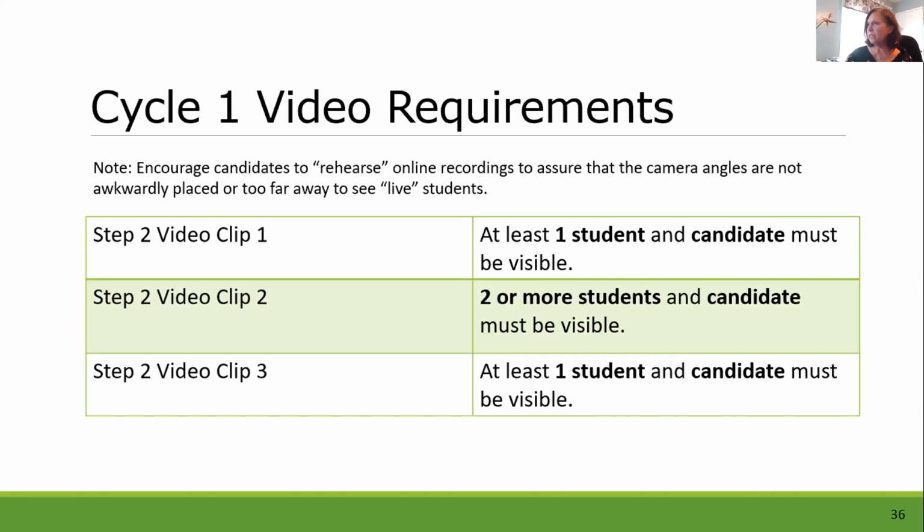We do not have to see their faces. You will not see the word face in any of the video descriptions, but we do need to see synchronous instruction between the candidate and the students. We also don't need to see the candidate's face. Now, is it more helpful to see faces when we're looking at instruction? Yes, it is, because we can watch those expressions. But if we have not asked for that, we must see the synchronous interaction between the candidate and the one student in video clip one, the two at least students in video clip two, and the one student in clip three. So we hope this is clear. Let's go to the next slide.